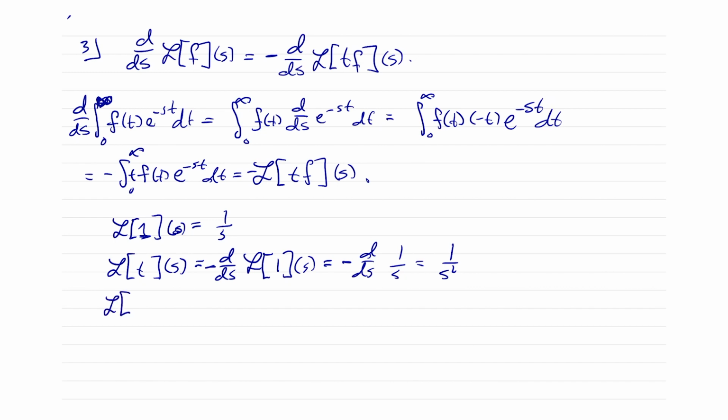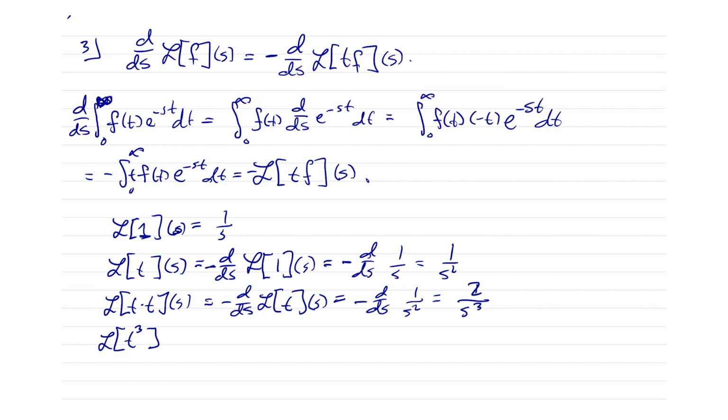Then we can do the same process. We want to go from t to t squared, so t times t, and we're going to take a look at minus the derivative with respect to s of the Laplace transform of t of s, and this is now going to be minus the derivative with respect to s of 1 over s squared, and this ends up being 2 over s cubed.